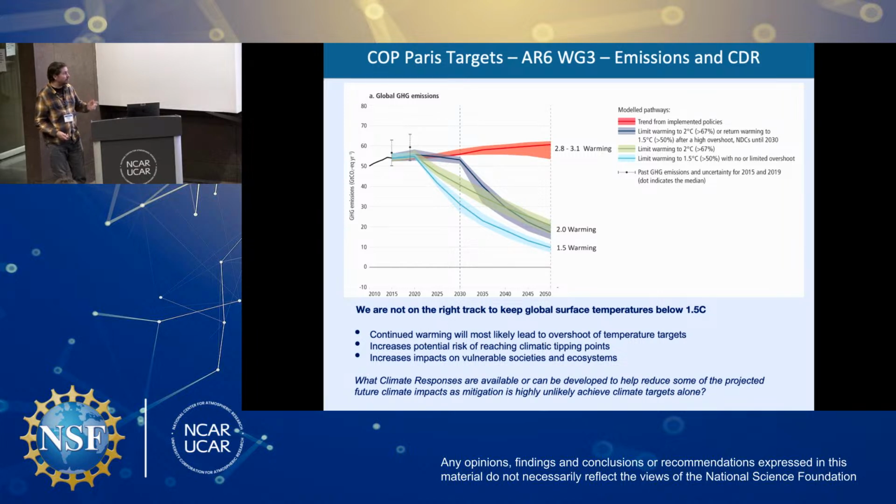We're probably going to have overshoot, which means that we're going to have some form of carbon dioxide removal to address overshooting some of these targets. And the project that we're looking through is sort of saying, well, in response to this climate challenge, what can we do with our Earth system models?